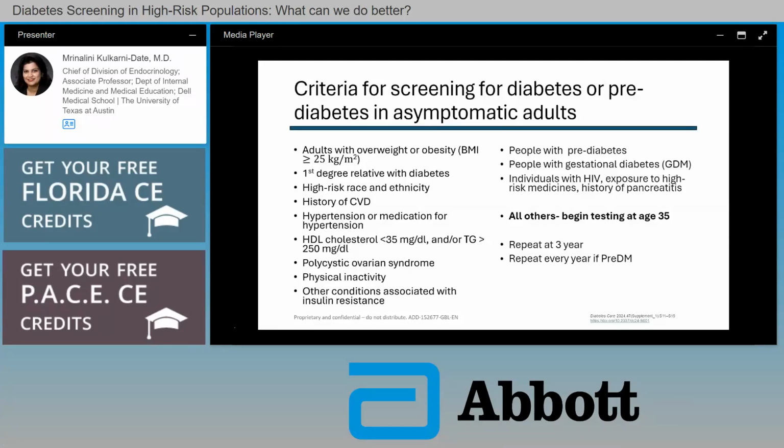And this last one is actually a recent change. So anybody else who is 35 or greater should be tested. It used to be just a few years ago that the recommendation was age 45, but after some study and change, we know that this needed to change, and we needed to start screening earlier.